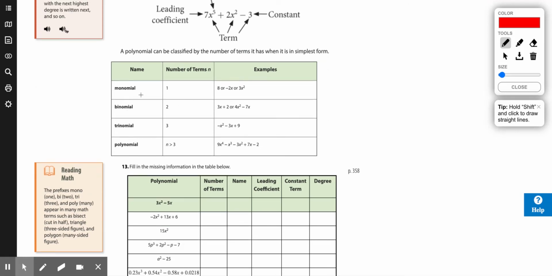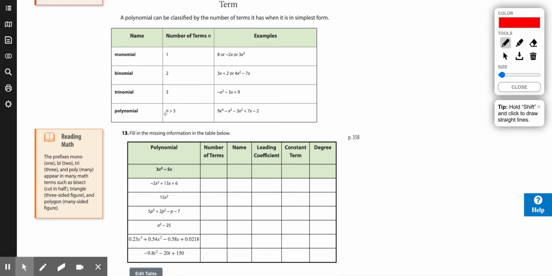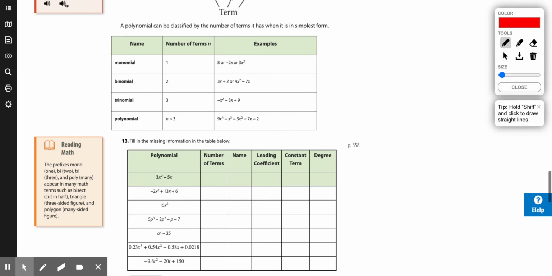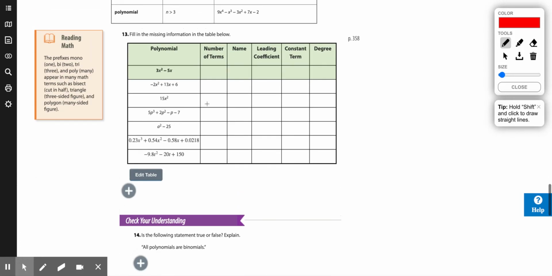Remember, I've already talked about monomials being 1, binomials 2, trinomials 3, and if we got more than that, we just call it polynomials. All of them are kind of polynomials. We just like to name things specifically sometimes to make it easier. So let's see if we can do this chart. Here's the polynomials. Let's say the number of terms. There are 2 pieces. Those are the terms. If we have 2 pieces, we would call it a binomial.